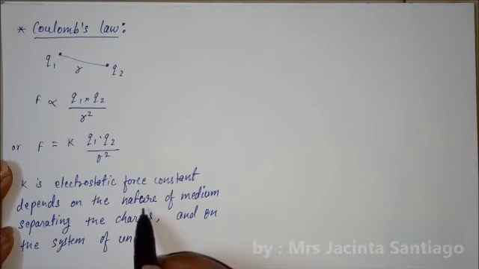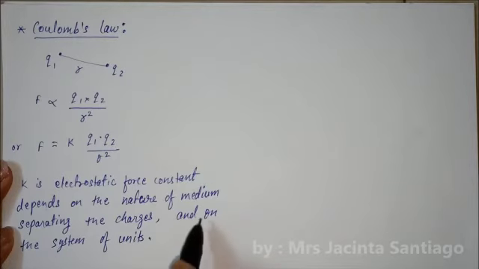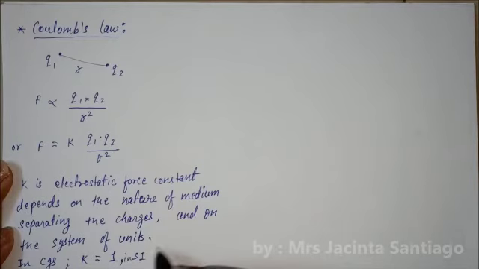Since its value depends on both the nature of the medium as well as the system of unit used, the value of K in CGS system is 1, but if we take its value in SI system, it will be given by 9 into 10 to the power 9 Newton meter square per Coulomb square.